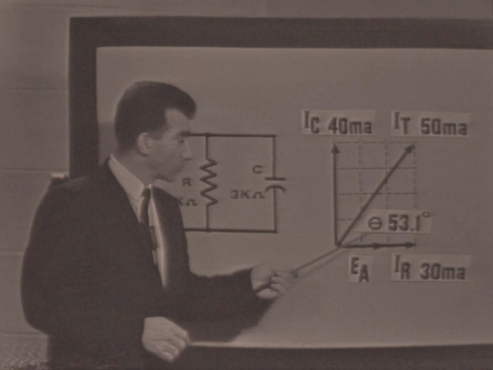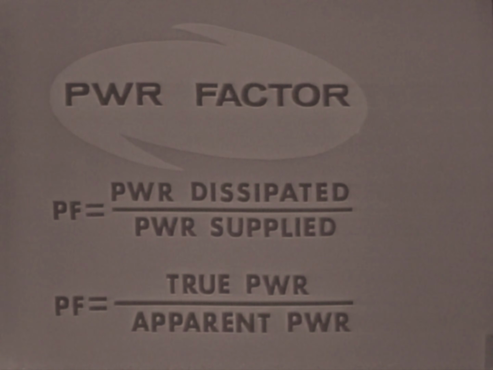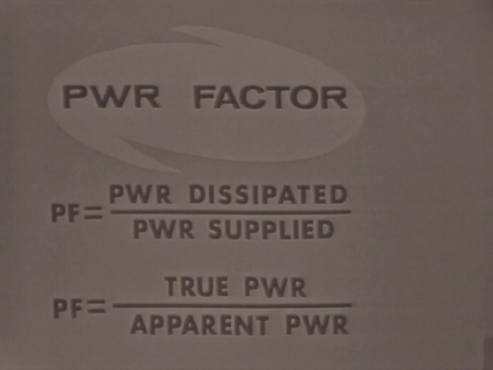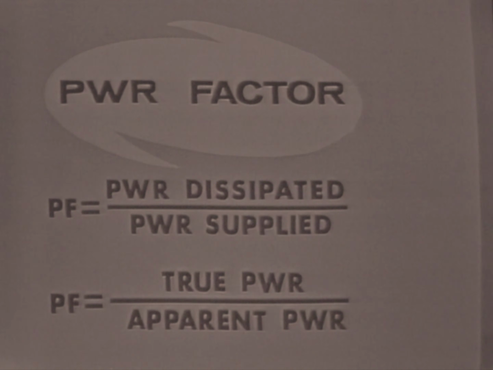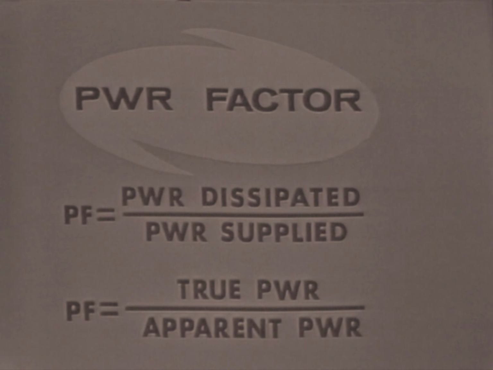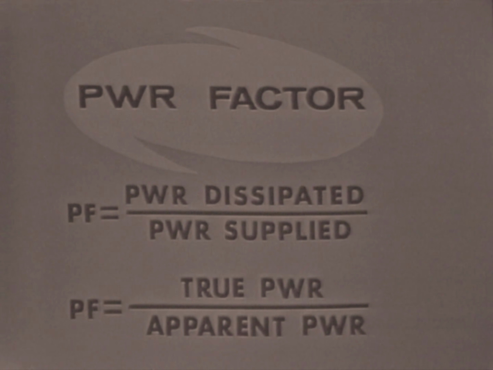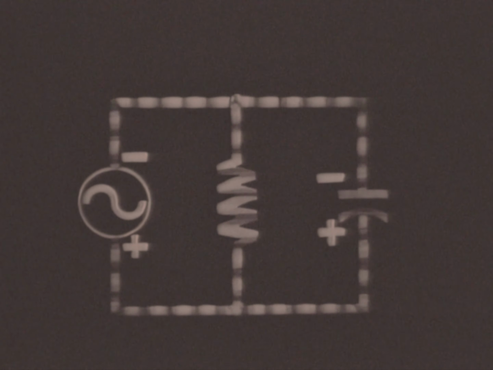And the phase angle also gives us an indication of the power factor. Power factor, you recall, is the ratio of energy actually dissipated to the total power supplied to the circuit. In other words, the power factor simply indicates what percentage of the power supplied to the circuit is dissipated as heat. Now, this point may be understood by looking at our circuit in operation.